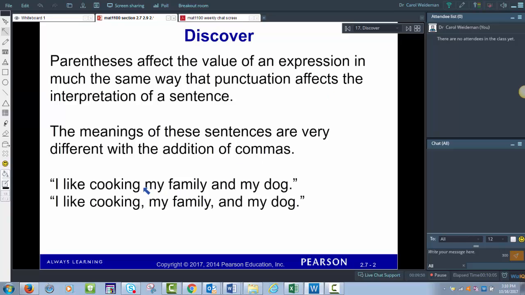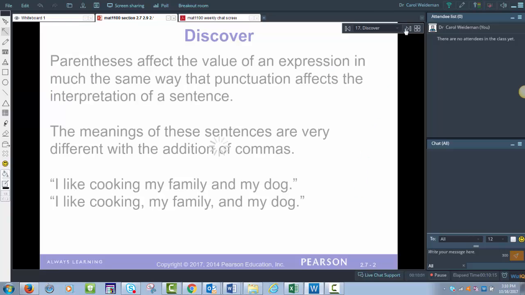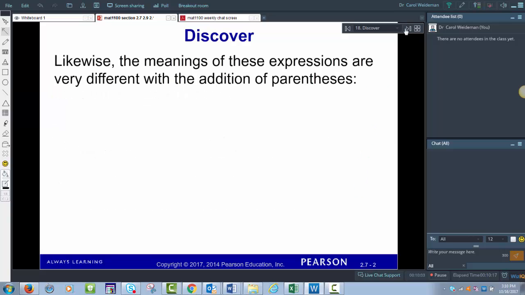If we put a comma right here and also in front of the "and", it makes a whole lot of difference. It says you like three things. You like cooking, you like your family, and you like your dog. And that's what parentheses help us to do in algebraic expressions.